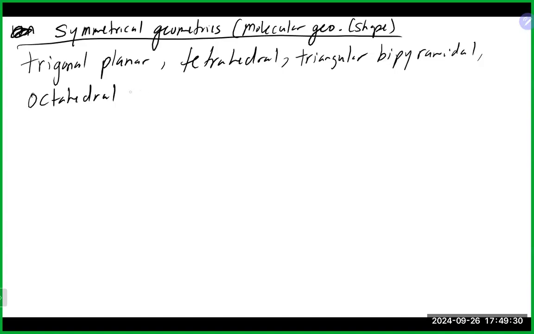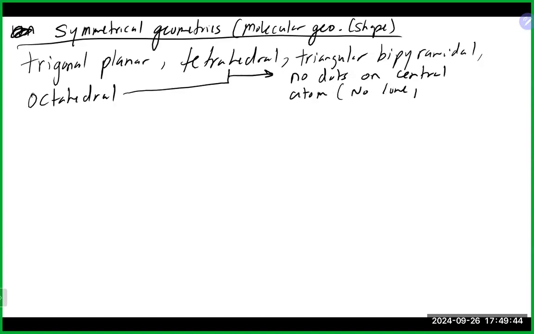And what all of these basically have in common is if you draw the Lewis structures for these, you will have no dots on the central atom, which really means that you have no lone pairs there on the central atom. And if you have this geometry, these are going to be symmetrical geometries, which means everybody's just going to line up kind of perfectly equal to each other.